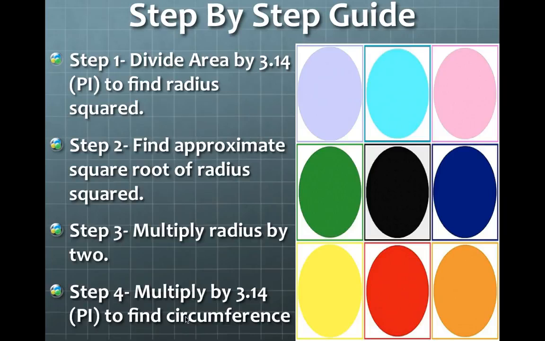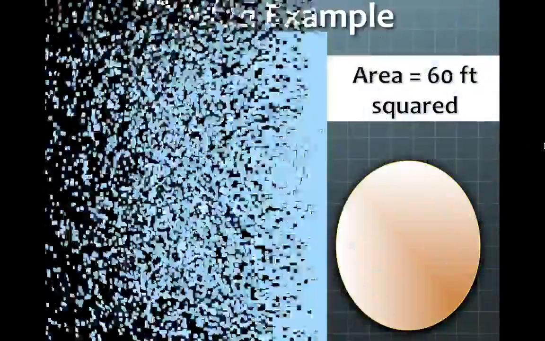So once again, you start by dividing the area by pi. That gets you the radius squared. You then find the square root of the radius squared to get just the radius. You then multiply the radius by 2, and then multiply by 3.14. We've got examples coming for you.